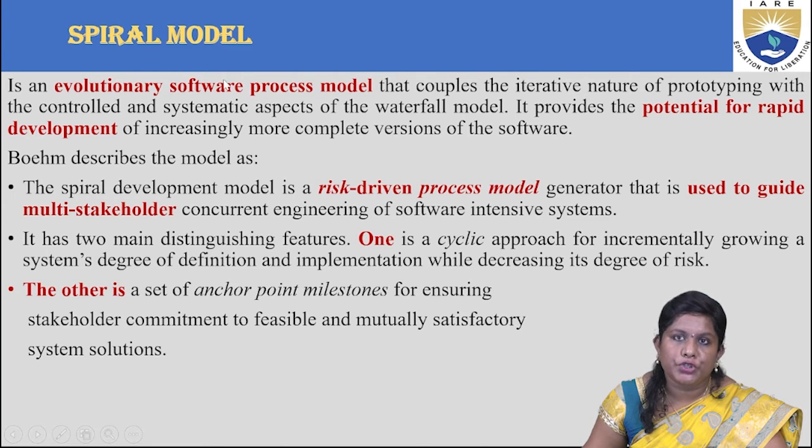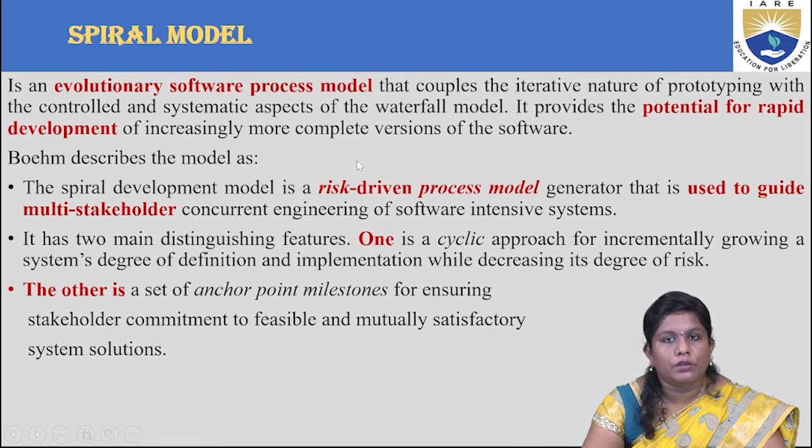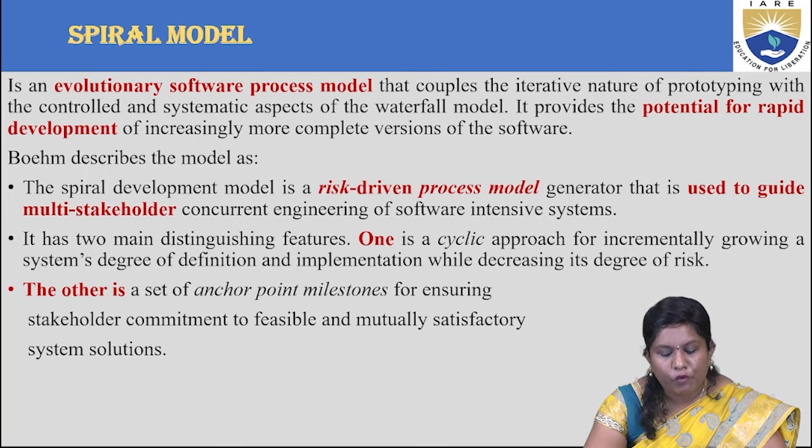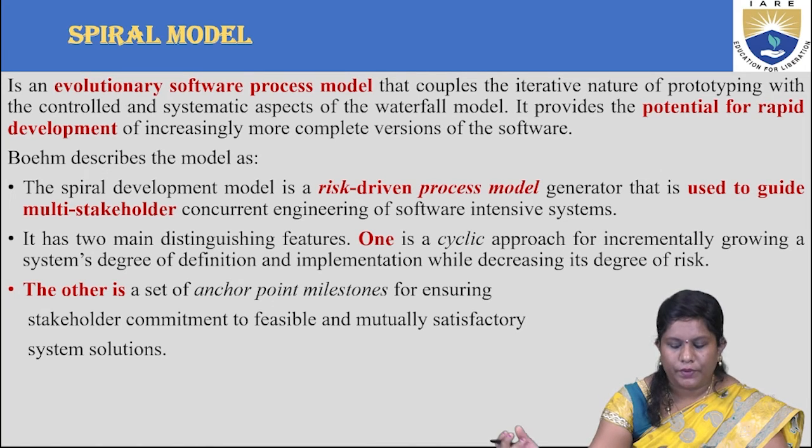And finally, moving to the spiral model. It is an evolutionary software process model that couples the iterative nature of prototyping, that is, providing potential rapid development, right? It involves a risk-driven process model, which is trying to guide multiple stakeholders. So this particular spiral model is another evolutionary software model where it involves a risk-driven process. That is, you have multi-stakeholders involved, right?